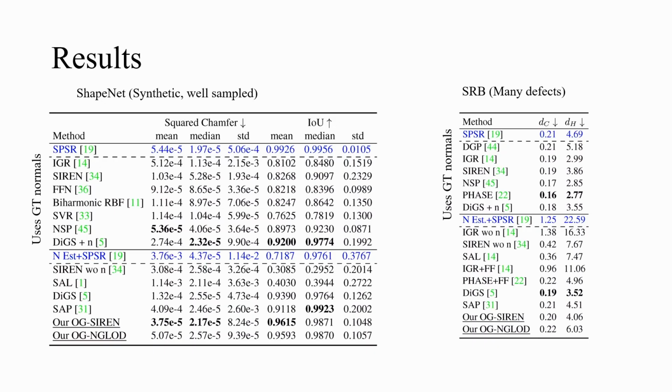As our method is not dependent on the INR, we show results on 2 vastly different INR architectures, SIREN and NGLOD. Our results show that on synthetic and well-sampled data, we outperform previous INR methods on average on both our metrics, even if they use ground truth normals. When the input point cloud has many defects, such as misalignment and large missing regions, we are competitive with state-of-the-art methods.